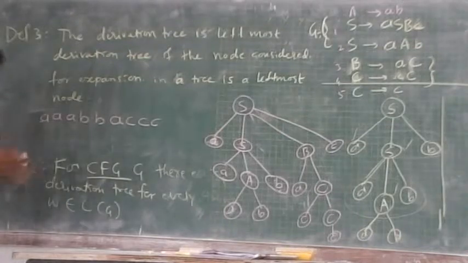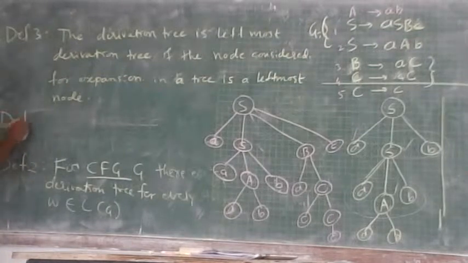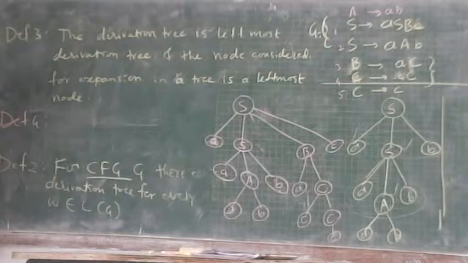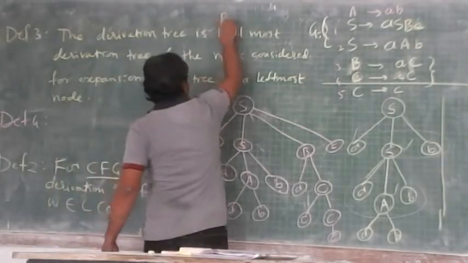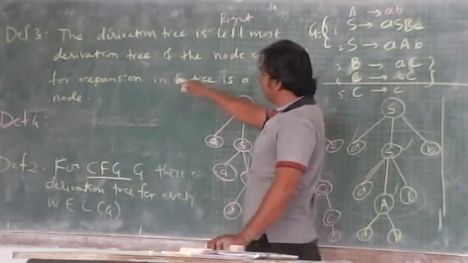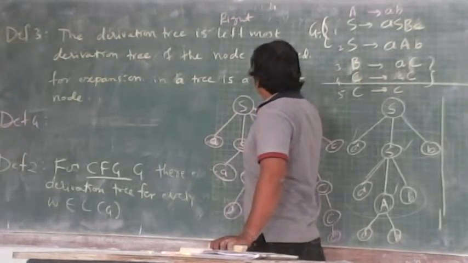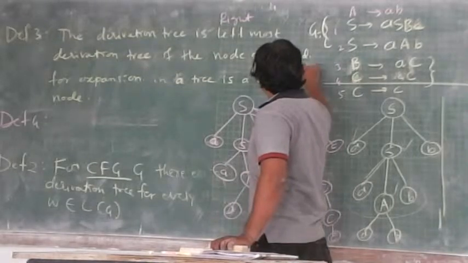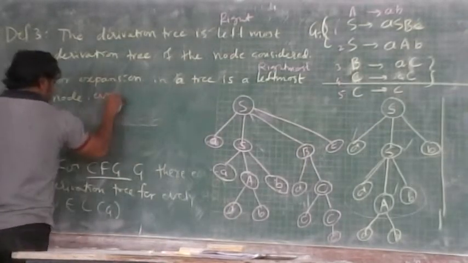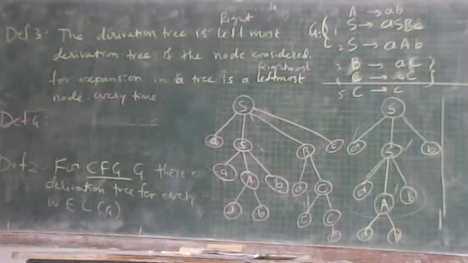Similarly, you can have another definition. Definition 4: the derivation tree is a rightmost derivation tree if the node considered for expansion in a tree is a rightmost node every time. What you add is again important to consider.